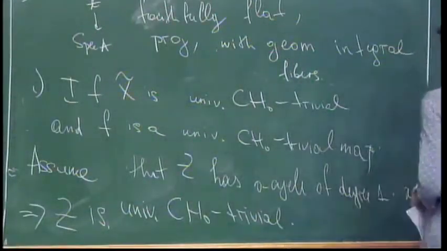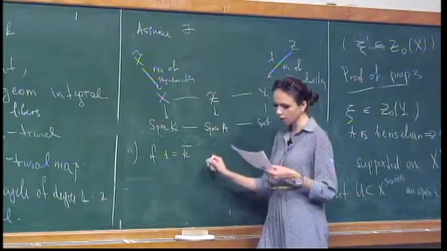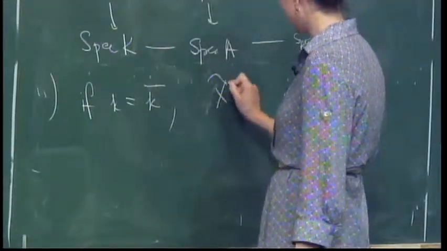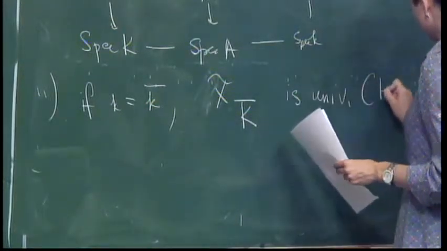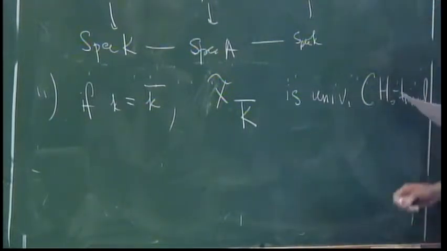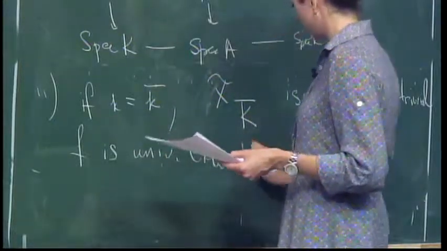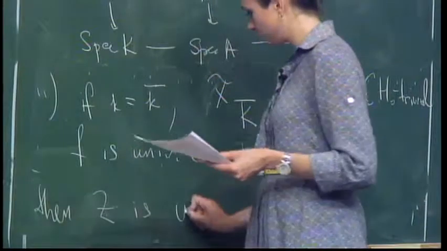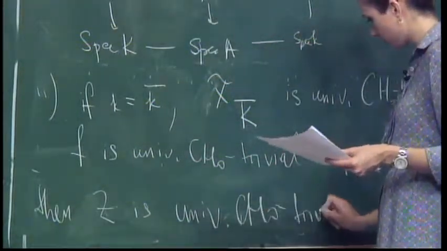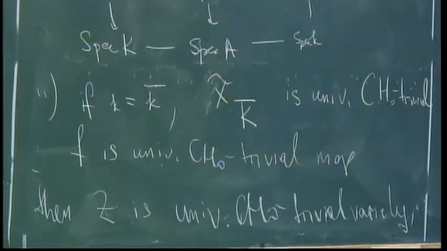And let me also give you a second one, which follows actually from the first, which is a geometrical one. So if little k is algebraically closed, and if I suppose that the resolution of singularities X tilde extended to an algebraic closure of the fraction field here is universally CH0 trivial, and also I assume F again is a universally CH0 trivial map, then again, Z is a universally CH0 trivial variety. So this will be, I guess, the last thing I will prove today. Well, not the last thing I will say, but the last thing I will prove.